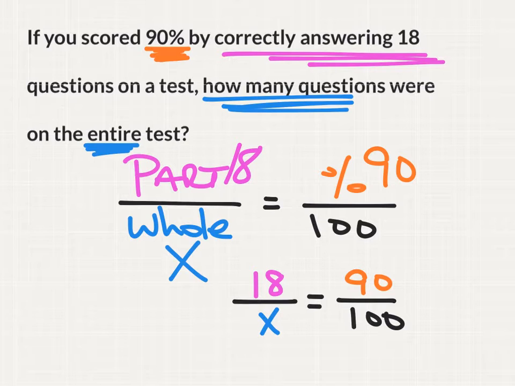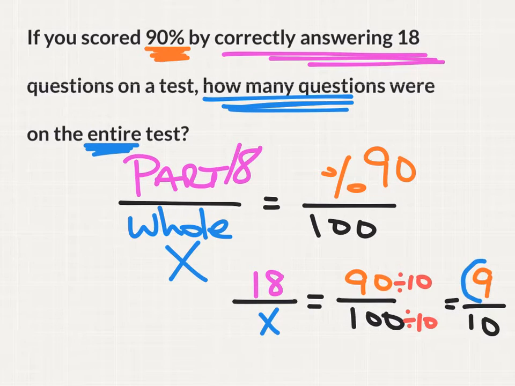Now, I see that it's not very simple to move from one place to another. I think what I'm going to try and do is simplify. I think I'm going to try to simplify 90 over 100 by dividing my numerator and denominator by 10. I will make a new ratio of 9 over 10. Now I can more easily see a between method. I can go from 9 to 18 by using a scale factor of 2.